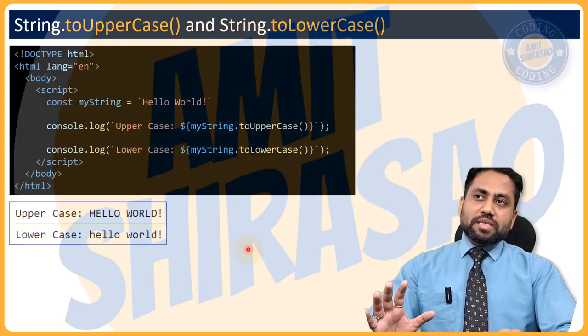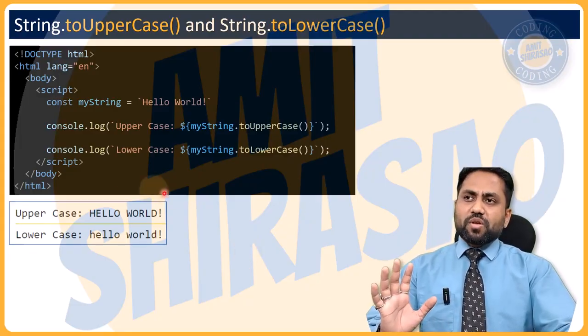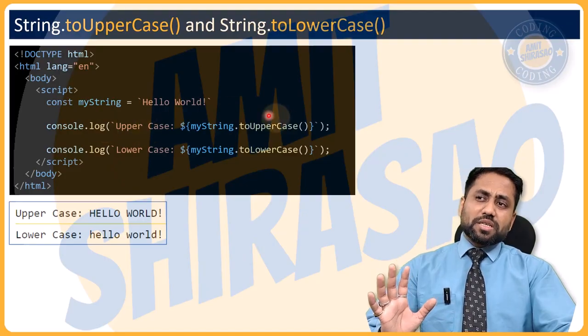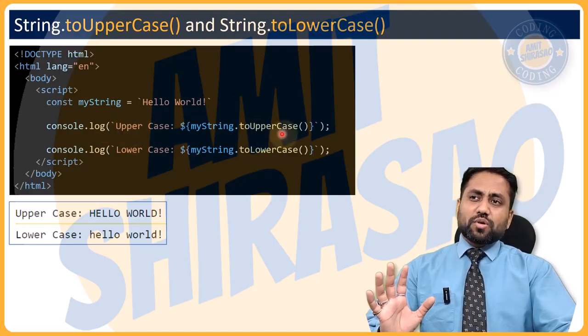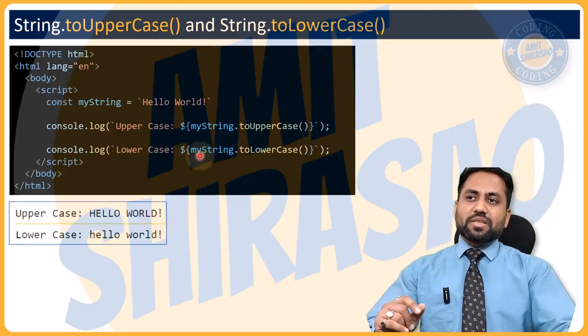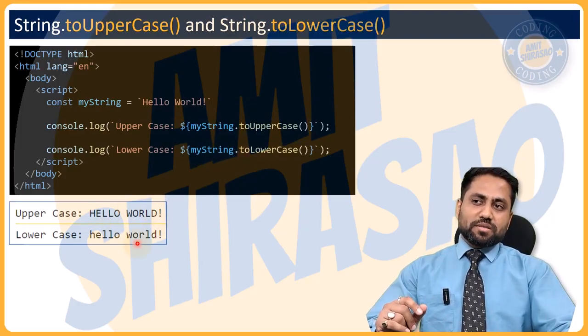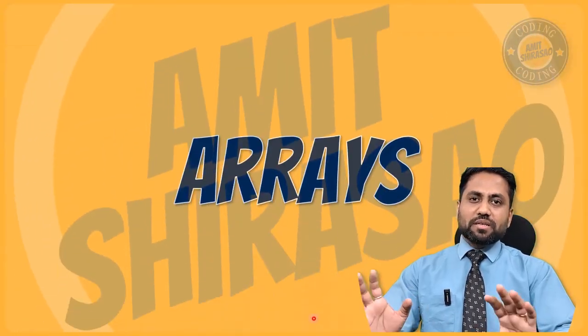To uppercase and to lowercase. This basically just converts it into uppercase and lowercase. If I say my string dot to uppercase, then it is HELLO WORLD in uppercase. If I say my string dot to lowercase, then it is in lowercase. Got the idea? So that's all.